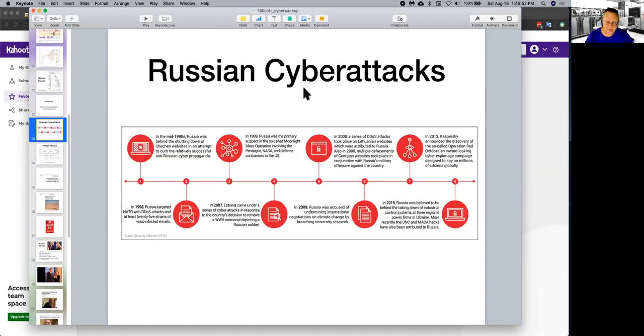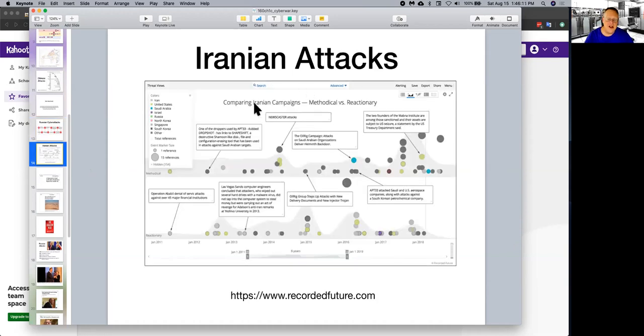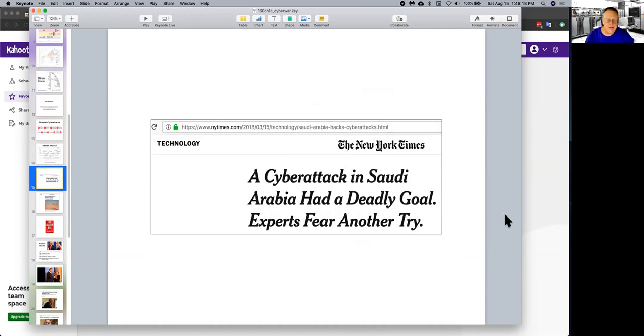And then there's the Russian cyber attacks. Many of them, they attack NATO and many other attacks. And then there's Kaspersky detected Red October, and they attacked power plants in Ukraine. And we're going to get to the ones that tried to kill people in Saudi Arabia soon, which got me involved in a way. Here's the Iranian attacks. Iran's attacked all sorts of different companies for various purposes. And then let's talk about the Saudi Arabian one.